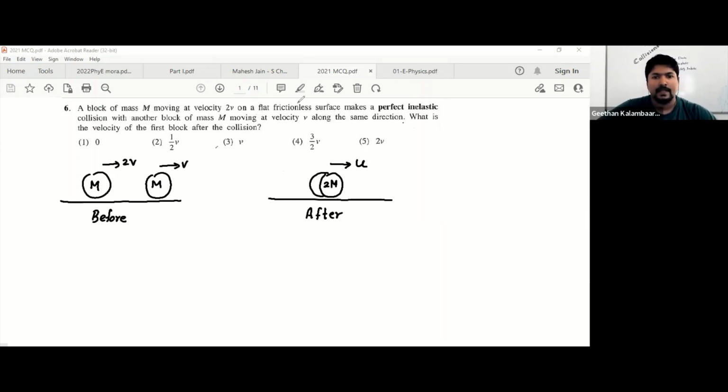Okay, now we can apply conservation of linear momentum to this. So we can say, applying conservation of linear momentum. I'll give you a small tip.